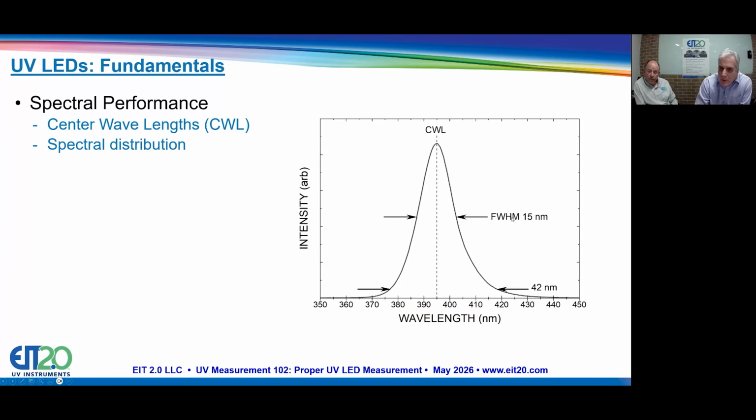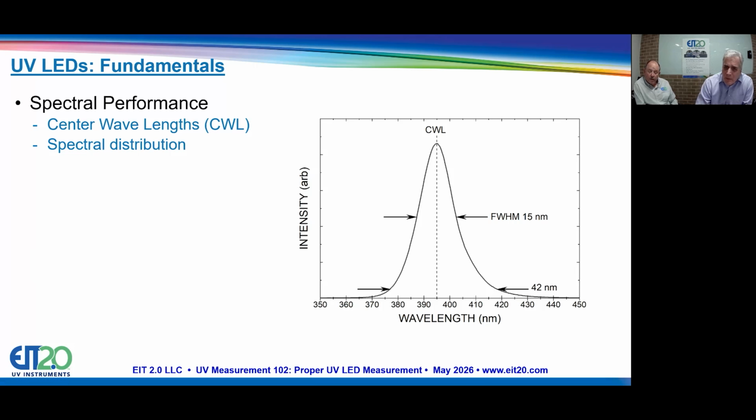Well, this is a beautiful distribution. It's fairly wide compared to the atomic distributions we're going to look at in a little bit. The full width half max here is about 15 nanometers, which is pretty healthy. And then the 5% point is reaching 42 nanometers. So this is a very broad base, very broad width, but still a nice peak at 395 nanometers.